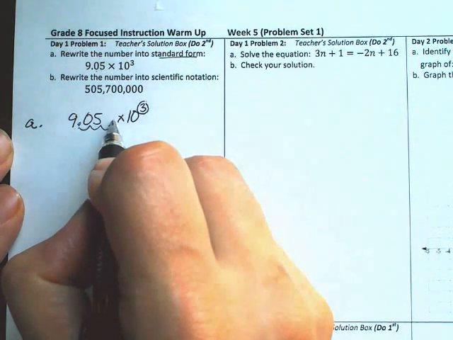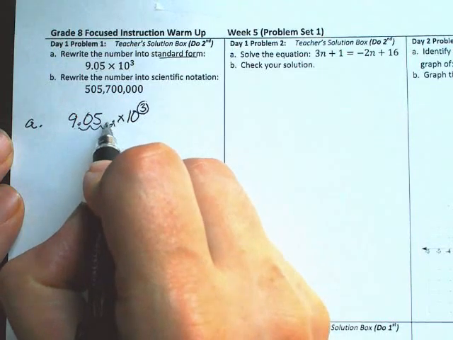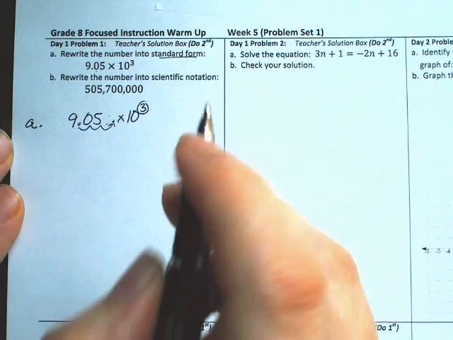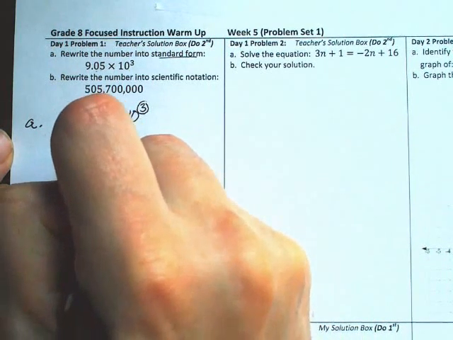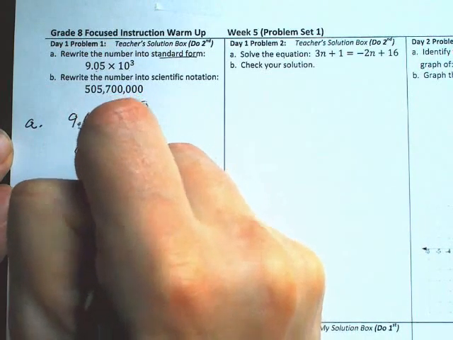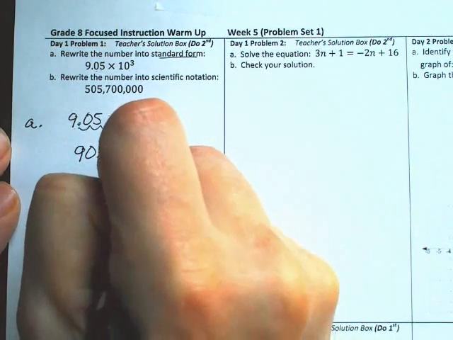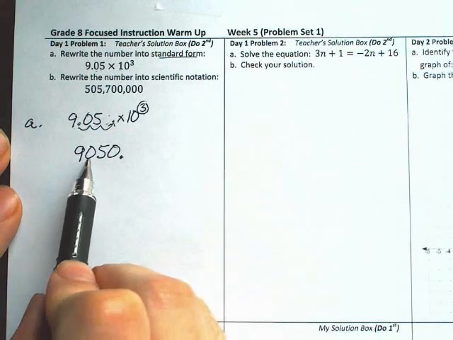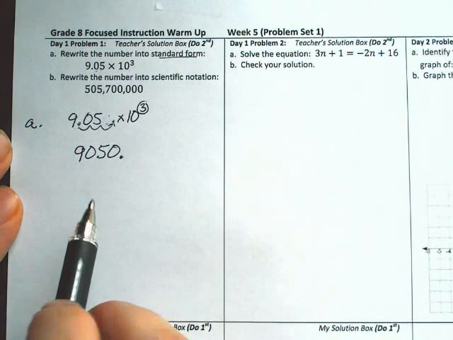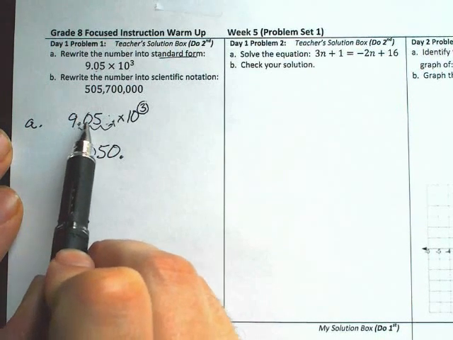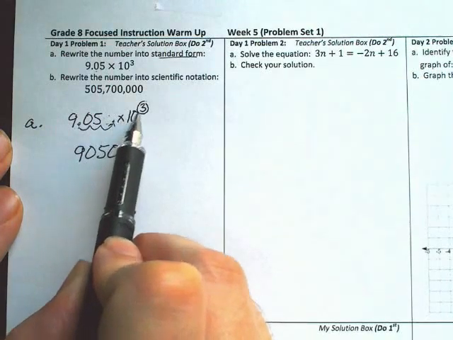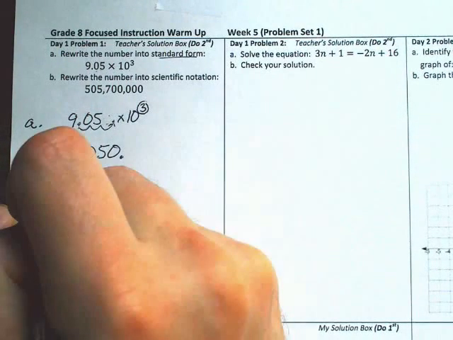The decimal point is going to end up here, and this spot is going to get filled in with a 0. And that will create the number 9050, and then the decimal point. So 9,050 is equivalent to 9.05 times 10 to the third power.